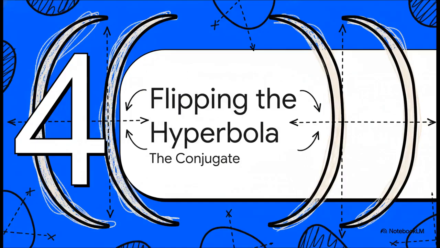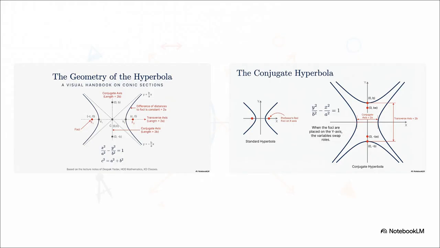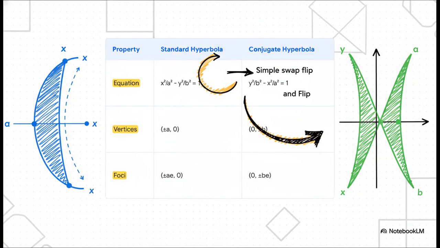Okay, that's great for a hyperbola that opens sideways, along the x-axis. But what if we want one that opens up and down? What do we have to tweak? Well, have a look. On the left, that's our familiar friend, opening left and right. But on the right, we've got what we call a conjugate hyperbola. It's basically the same idea, just flipped 90 degrees. You can see the foci and the vertices are now on the y-axis. Same shape, different orientation.